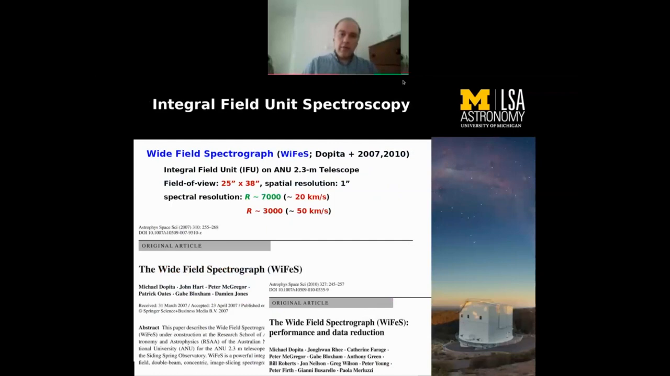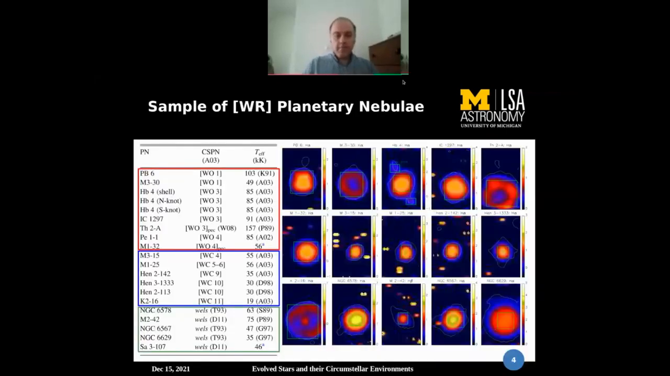For this work, I used the optical integral field unit instrument on the Australian National University 2.3 meter telescope, which has a field of view of 25 by 38 arcsecs and a resolution of 3000 and 7000. And here you see an example of the sample which I observed, and the rectangle shows the aperture used to extract the integrated flux spectrum of each object from the field of view of the IFU.